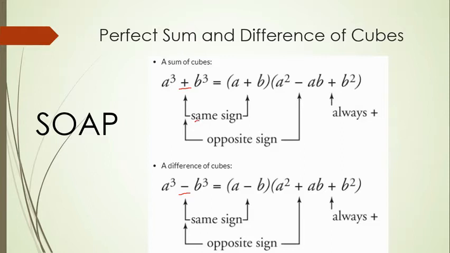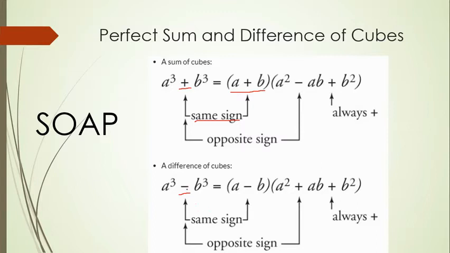SOAP stands for same sign. So whatever the sign is between your two cubes, you're going to use it in the first set of parentheses. Opposite sign comes in the trinomial, that will be the first sign, will be the opposite of what is in the binomial. And then your last sign is always positive.